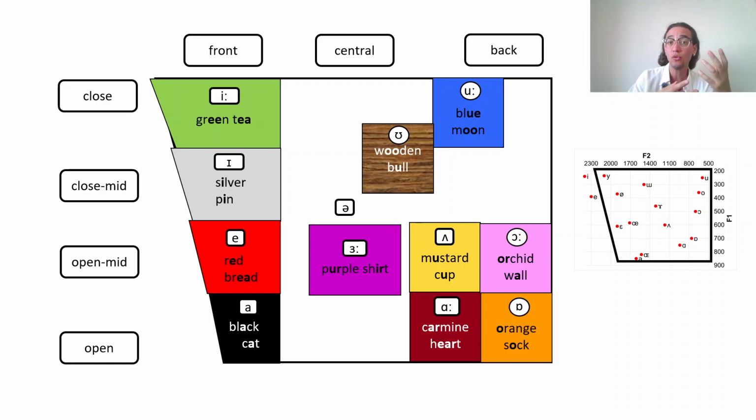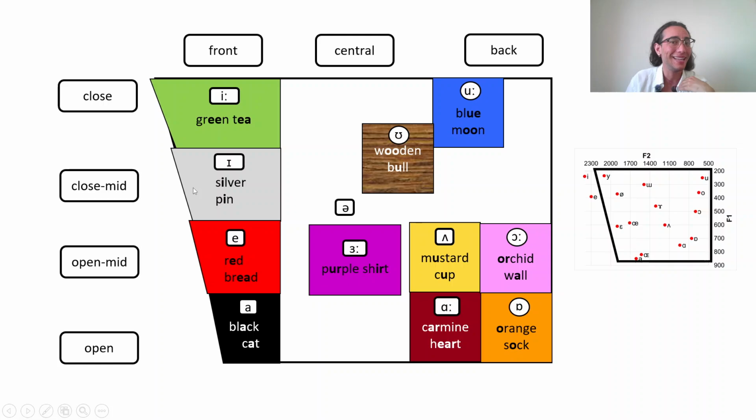So English has short vowels and long vowels. And there is an important distinction between the two. Let me show you. Just underneath this E for green tea, we have the I of silver pin. So there are two differences between E and I. Number one is that although they are both front vowels, E is close and I is close mid. So our jaw is slightly more open and our tongue is lower.